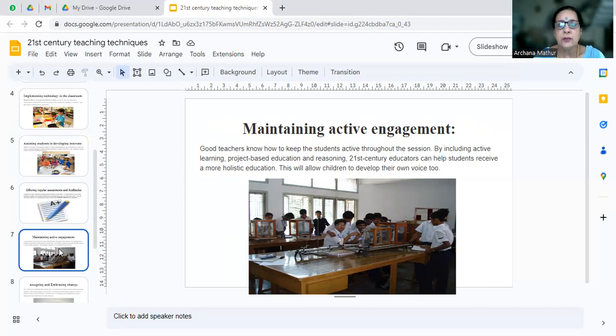So if I'm a good teacher, I have to keep up and maintain the students' interest in my lesson. Because if we include active learning or project-based education and reasoning, we are going to give them a more holistic education. This will also allow the children to develop their own voice, that is, to come up with their own ideas, which I feel are very out of the box.